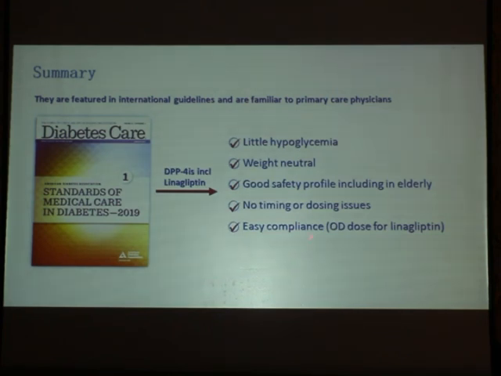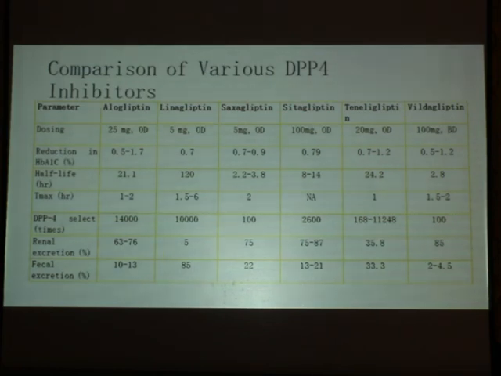Easy compliance, OD dose for linagliptin, once a day. Okay, so this is the comparison of various DPP-4 inhibitors and I'm not going to waste your time on this except to say that our drug linagliptin you start with 5 mg, HbA1c reduction is good, half-life is good, DPP-4 selectivity is extremely good, therefore less chances of side effects. Renal excretion is only 5% and that is why it is absolutely safe, and it is excreted unchanged in feces, 85%.